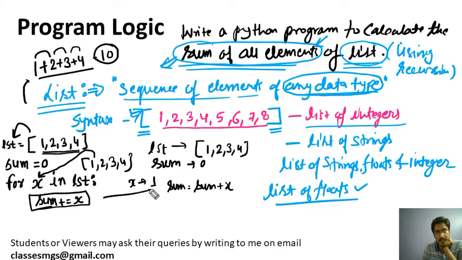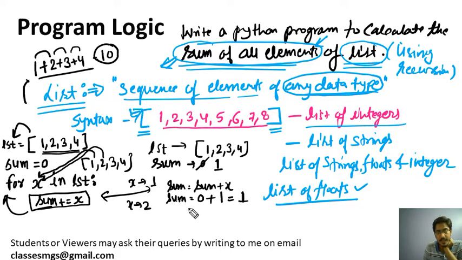This is equivalent to this line. Okay, so sum is equal to, sum's value is what? 0 plus x's value, which is 1. So sum's new value will become 1. From 0 it will become 1. Now in the second iteration, the for loop goes to the second element and 2 will become the value of x.